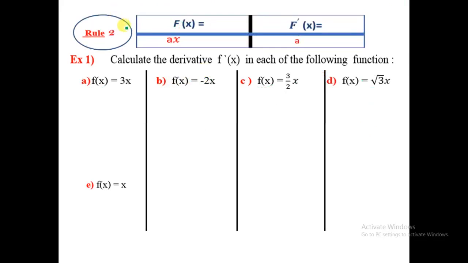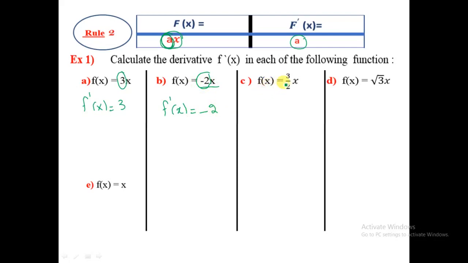Now, let's go to rule 2. Rule 2 said if f of x equals ax, meaning a number multiplied by x, then the derivative is the coefficient of x, which is a. So we have the following exercise. If we want to calculate the derivative of the following functions, part A, f of x equals 3x, then the derivative is f prime of x equals the coefficient of x, which is 3. Part B, f of x equals minus 2x, then the derivative is f prime of x equals the coefficient of x, which is minus 2.